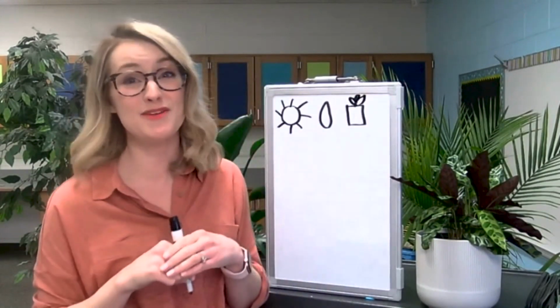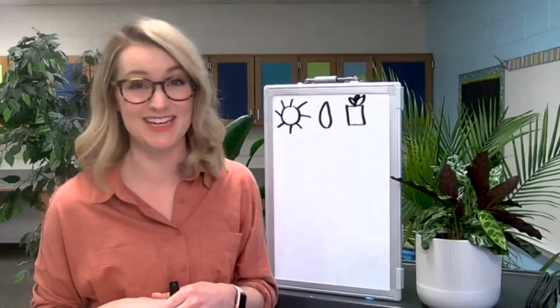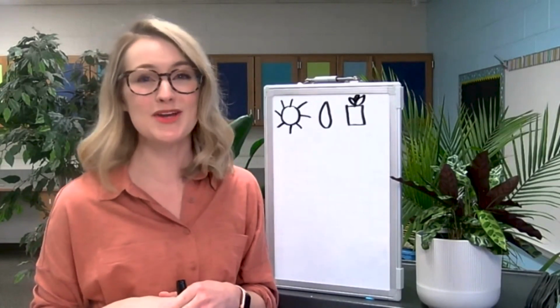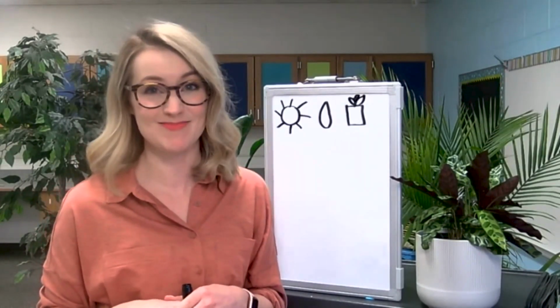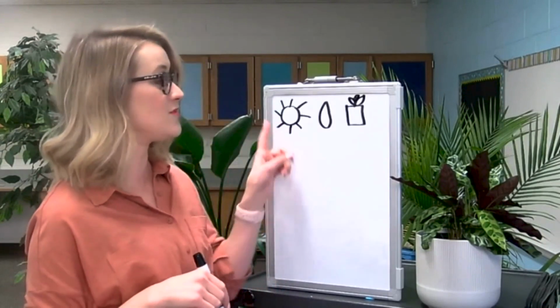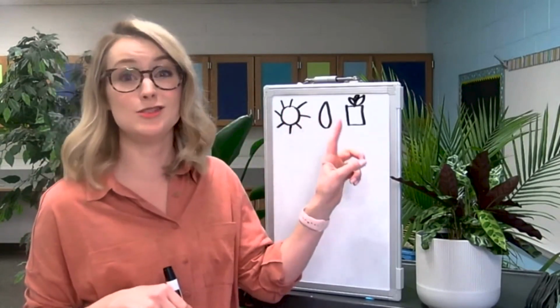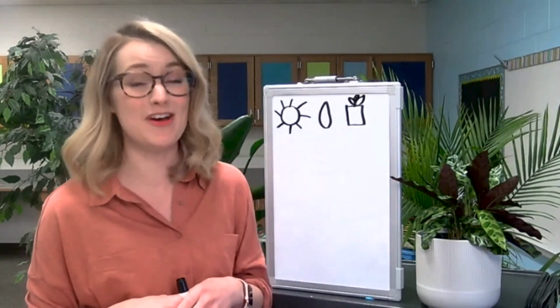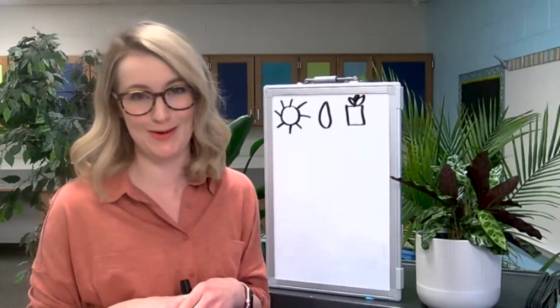All right, now that we've drawn our pictures, it's time to write a sentence together. We're going to write about what plants need. Our sentence is going to be, plants need sun, water, and space. Space is another way of saying room to grow.